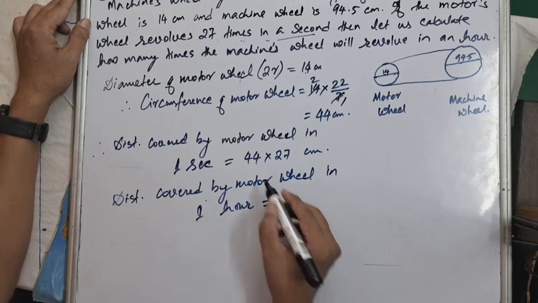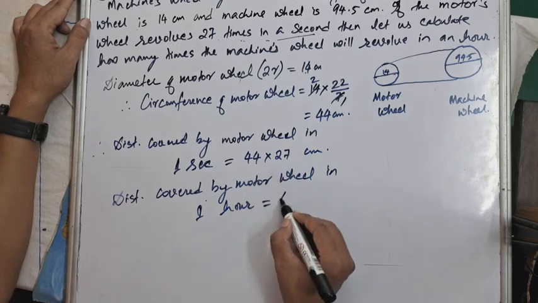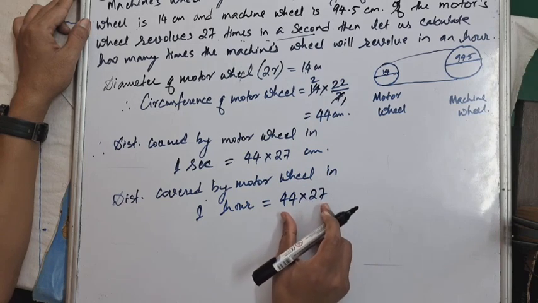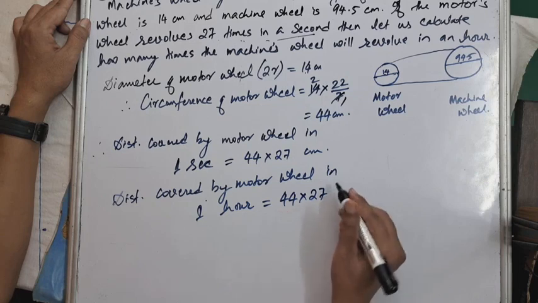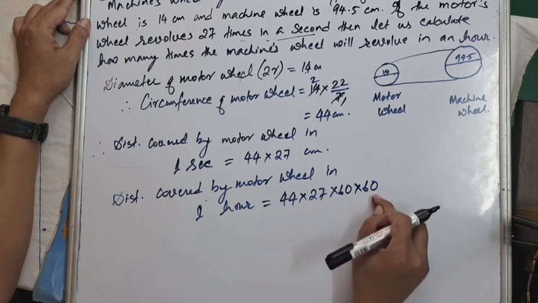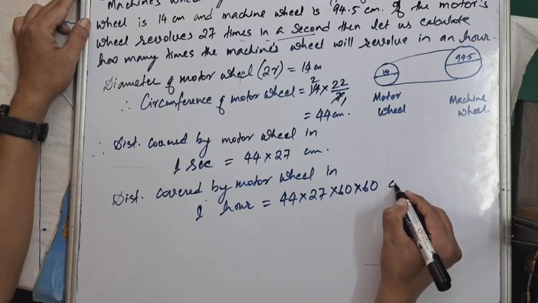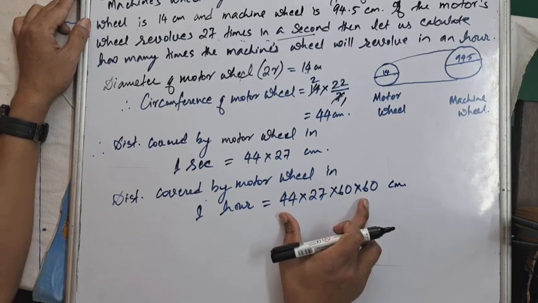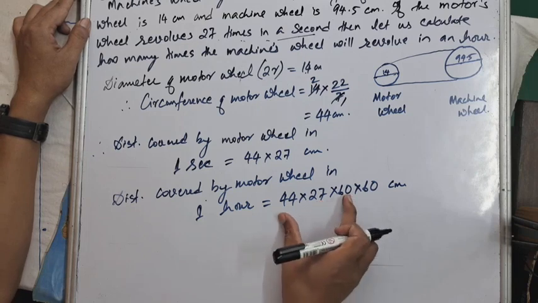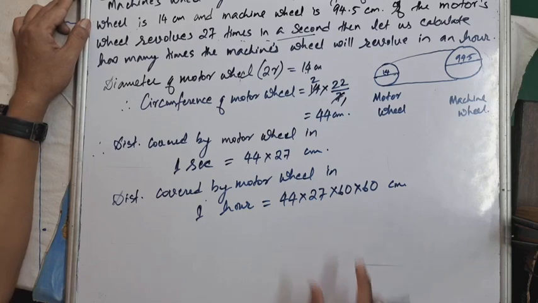Hour. So in 1 second this much distance is covered by the motor wheel. So in 1 hour, 44 into 27, this distance is covered by the motor wheel in 1 second. So 1 hour means into 60 minutes into 60 seconds. So this distance is covered by the motor wheel in 1 hour. This distance is covered in 1 second, this distance is covered in 1 minute, and this distance is covered in 1 hour. I hope you got this.